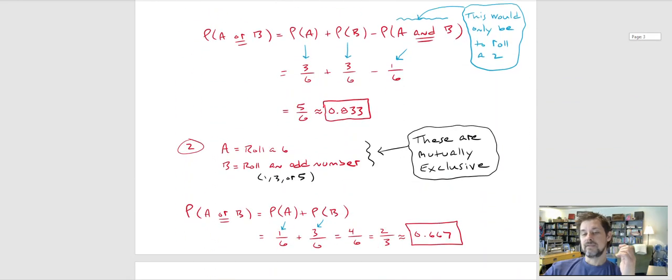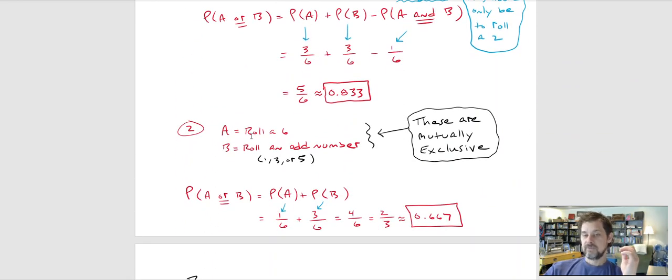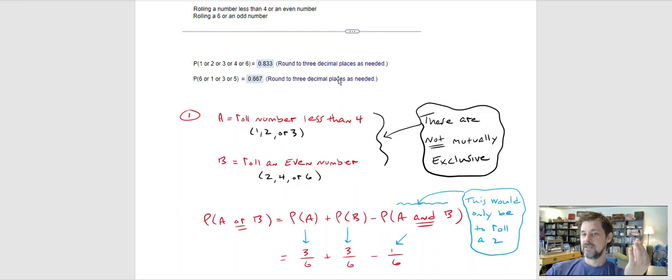All right, so let's look at the numbers then. Probability of rolling a 6 or an odd number, okay, is the probability of rolling a 6 plus the probability of rolling an odd number. The probability of rolling a 6 is 1 out of 6, because there's only one way to do that out of 6 possibilities. Probability of rolling an odd number, well, that'd be a 1, 3, or 5. There's 3 ways to do that out of 6 possibilities. So 1 out of 6 plus 3 out of 6 is 4 out of 6. Reduce it to 2 out of 3 if you want to. As a decimal, 0.667 if I round it to 3 decimal places.